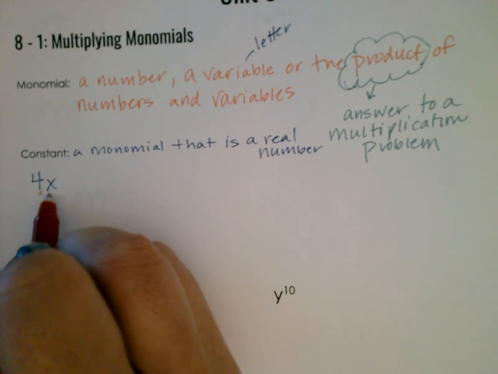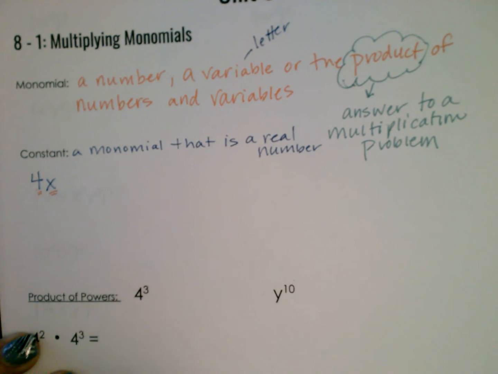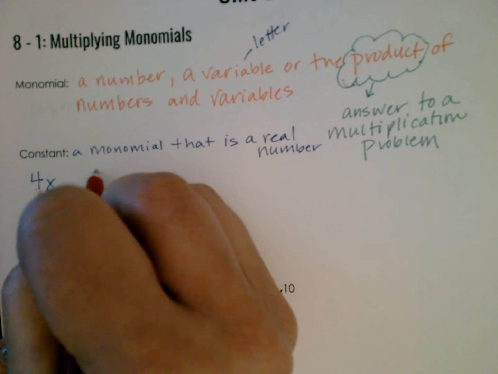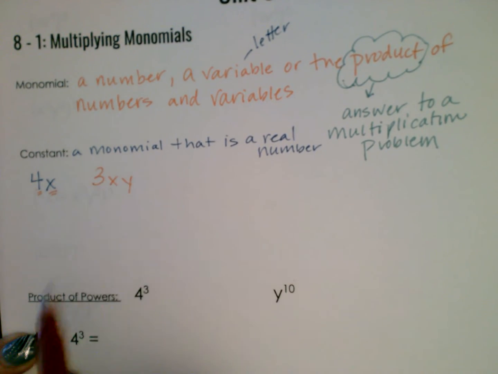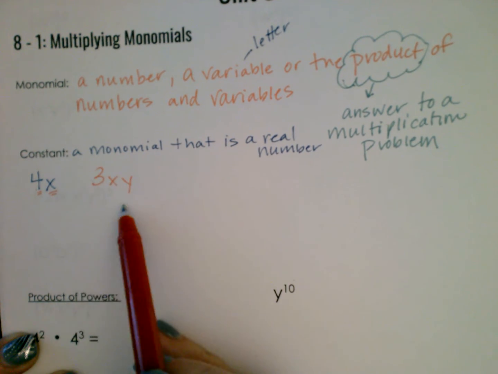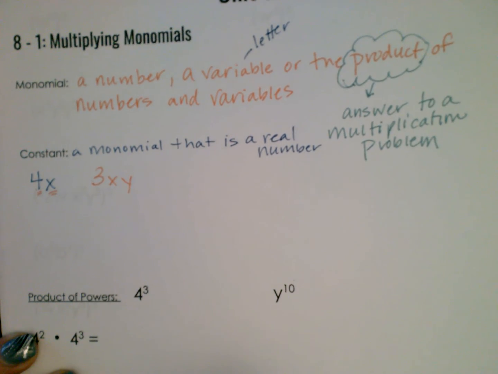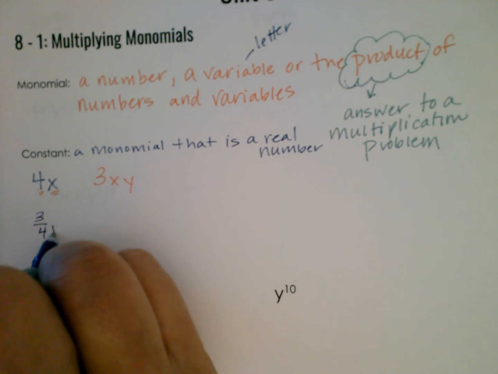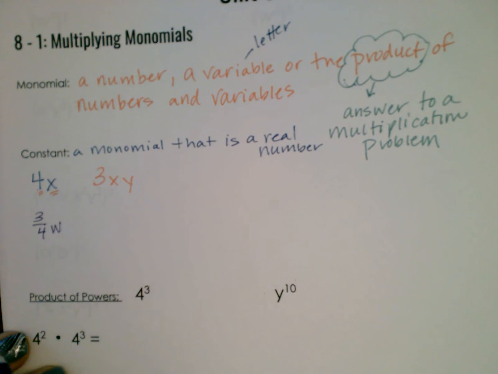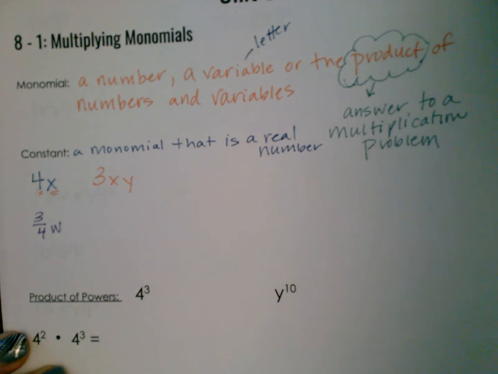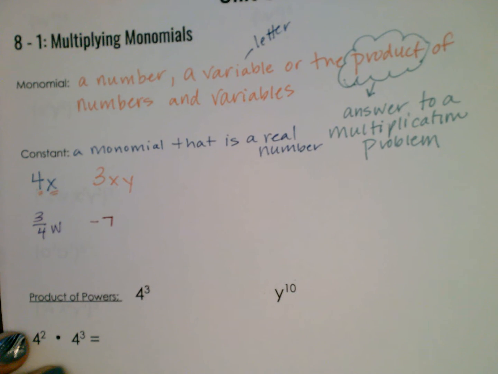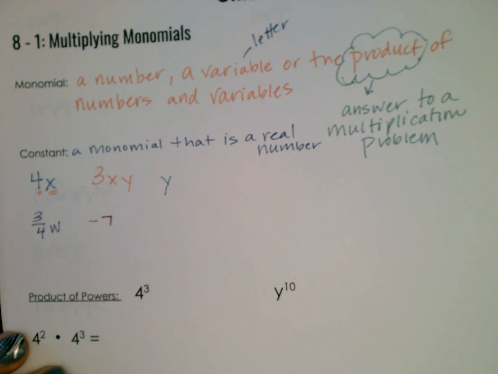I have a number times a variable. A number written next to a letter means multiplication. We could do 3xy. 3 times x times y is all multiplication. That's an example of a monomial. 3/4 w is also an example of a monomial. We have a fraction written next to a variable. That means multiplication. You could just simply have the digit -7. That's a monomial. That's just a number, a real number. We could just have a variable by itself like y. That is also a variable and a monomial.